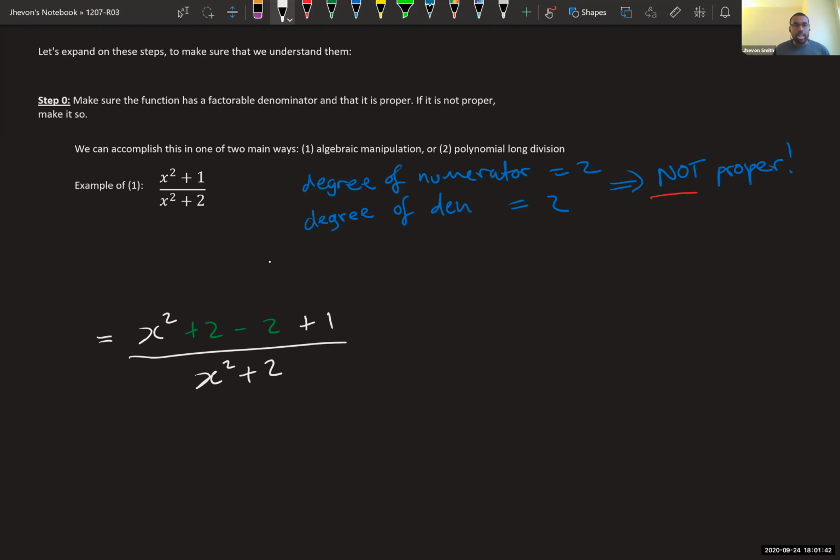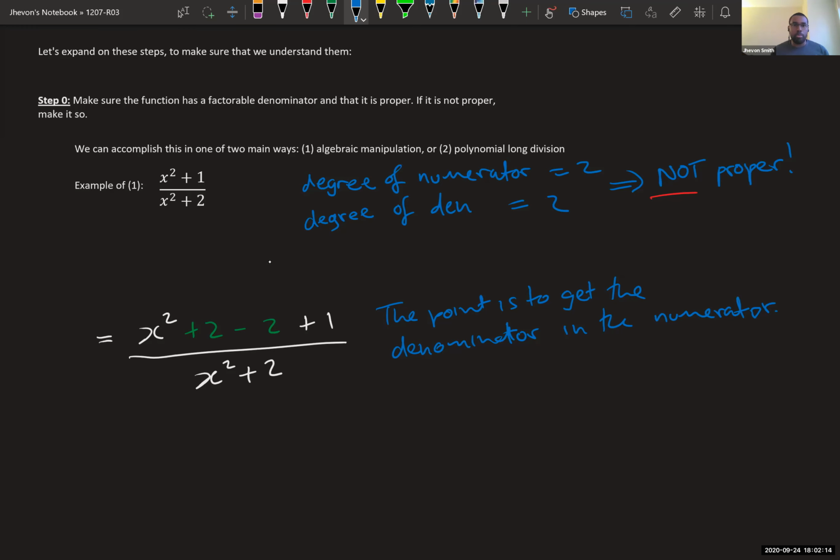Now you might say, well, why would you add and subtract a 2? The point is to get the denominator in the numerator. You'll see why that is the point pretty soon. My denominator looks like x squared plus 2. I want to get that expression, x squared plus 2, in the numerator.